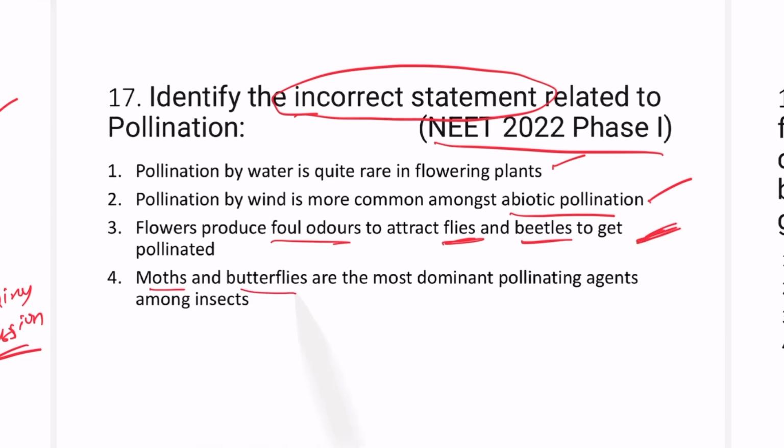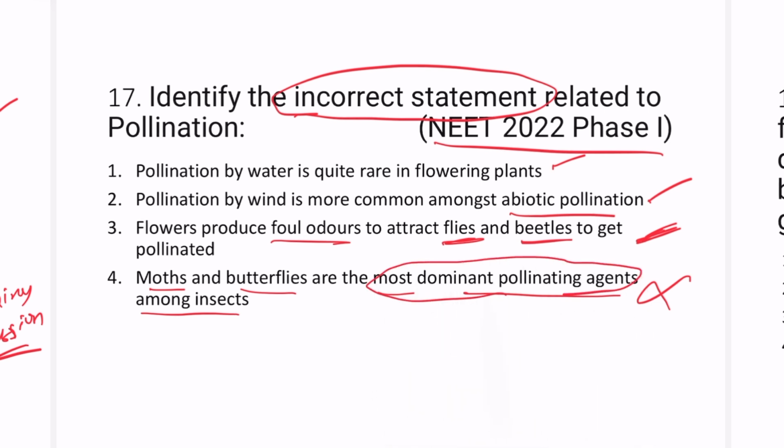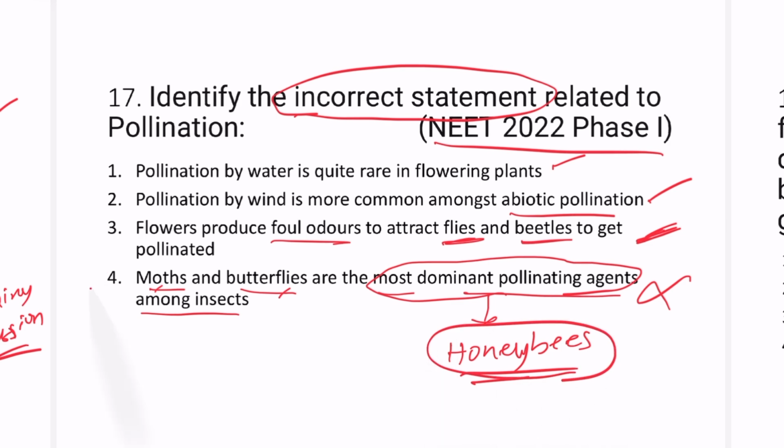Moths and butterflies are the most dominant pollinating agent among the insects. This is the wrong statement because among the insects, the most dominant pollinating agents are honeybees. So here they have given moths and butterflies. It's not moths and butterflies. It must be the honeybees. So the answer is option 4.